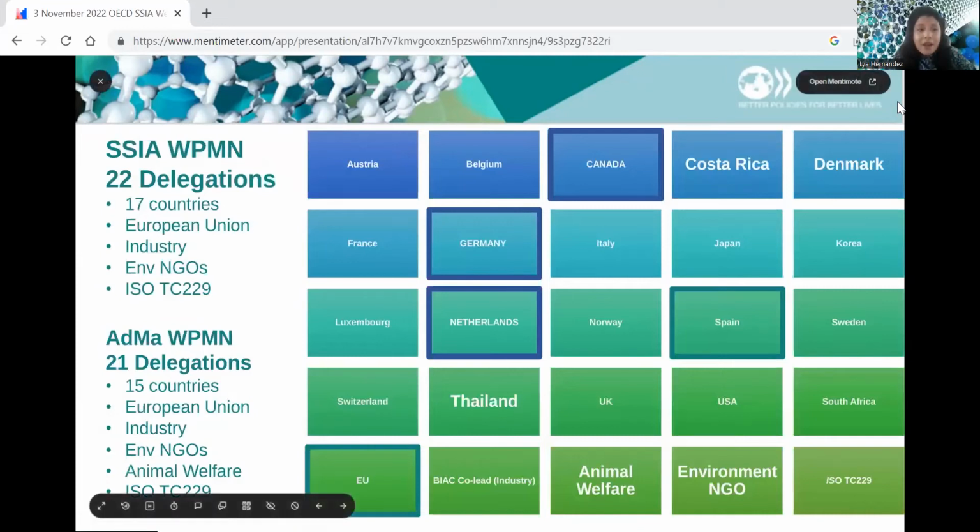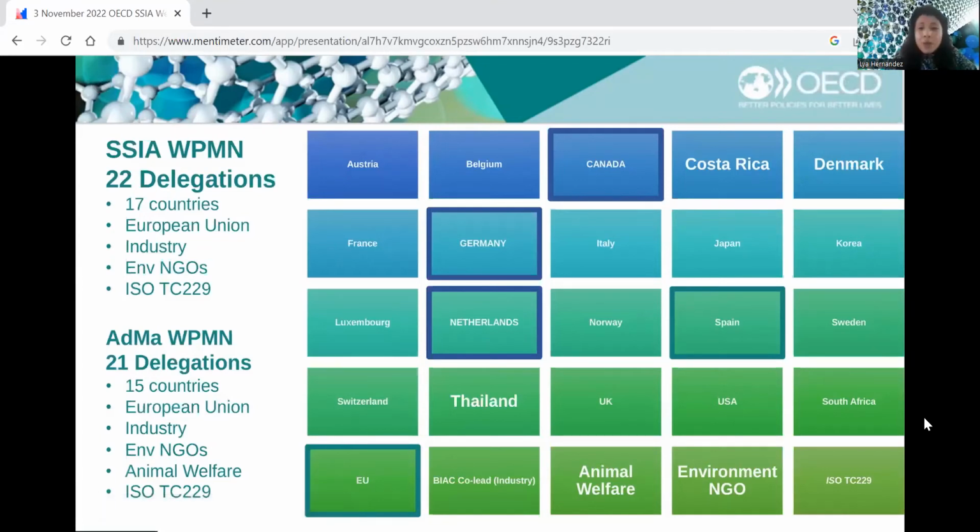So who are we? The SIA steering group consists of 22 delegations, including the European Union, industry, environmental NGOs, and ISO TC 229. We are 3 co-chairs: Canada, BIAC, and the Netherlands. But we work very closely with the Advanced Materials Steering Group, and we'll hear a presentation from them today, because we do a lot of the work on SIA, safe and sustainable by design, and regulatory preparedness in very close collaboration. This group has 21 delegations, 15 countries, including the European Union, industry, environmental NGOs, animal welfare, and also ISO TC 229. It is chaired by Germany and co-chaired by the Netherlands. Next slide.